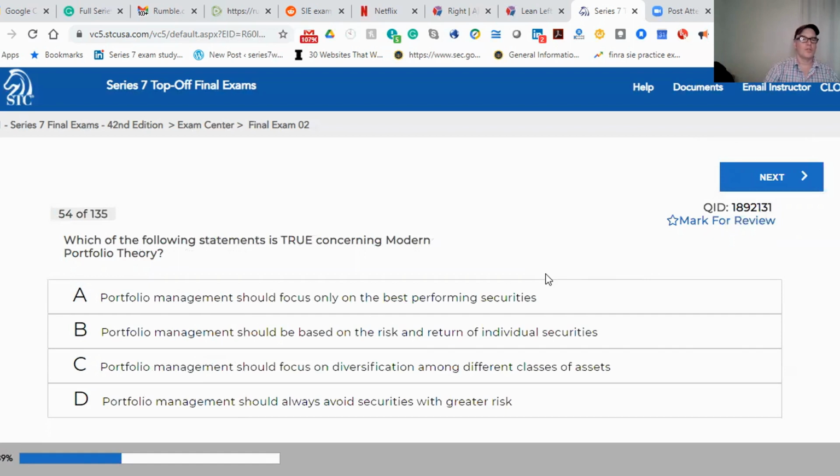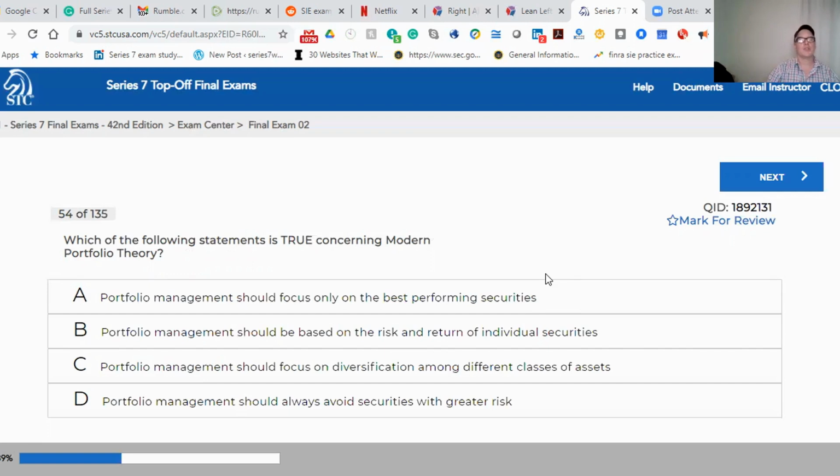Okay. Which of the following statements is true concerning modern portfolio theory? Portfolio managers should only focus on the best performing. Portfolio management should be based on the risk and return of individual securities. Portfolio management focuses on diversification among different classes of assets. Should always avoid securities. So we don't avoid securities with risk. So D is out and A is out.